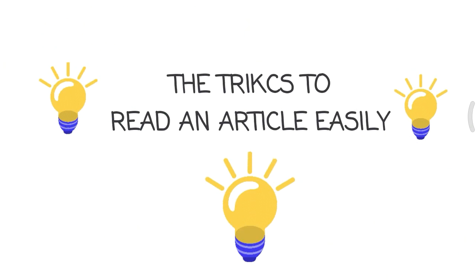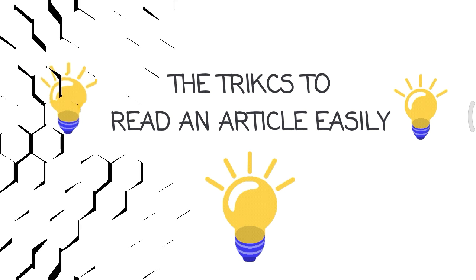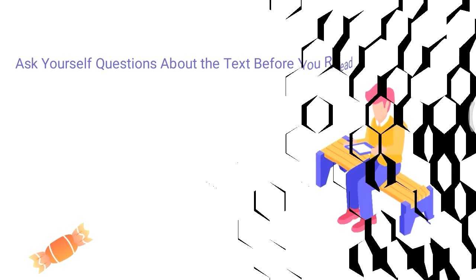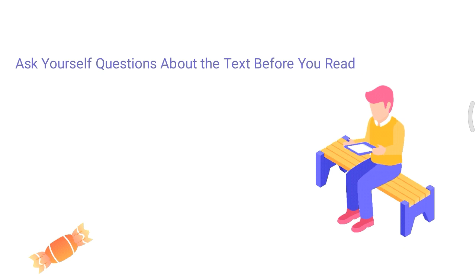Next, we will continue with the tricks to read an article easily. The first is ask yourself questions about the text before you read. This technique is used by teachers to improve reading comprehension, but it's also a good way to help you read faster and more easily. If you have some idea about what useful information can be taken from the text, make yourself a set of questions and then read quickly to find the answers. This will definitely save your time.